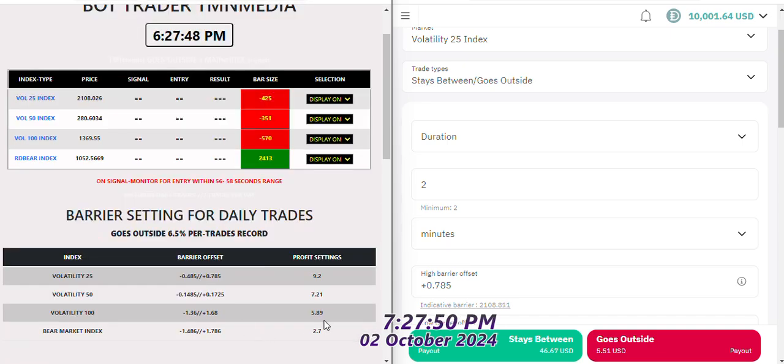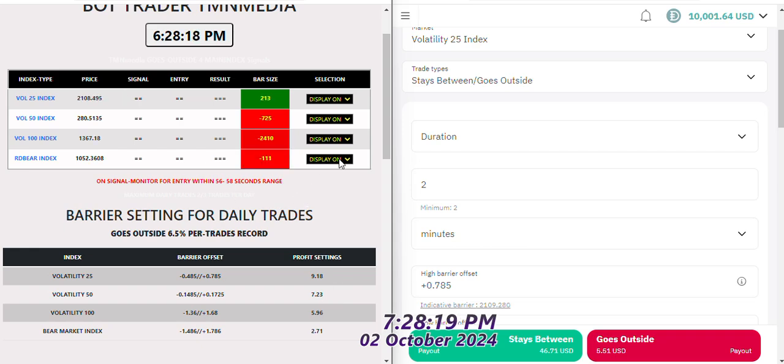So for now, looking at the highest one, I'm not going to bother myself with bear index, because it's lesser than 5%. Once it's lower than 5%, I'm not going to trade. 100, I'll leave it alone. 50, let me just work with probably the highest. Okay, I'll just work with the highest. Let's work with just 25.